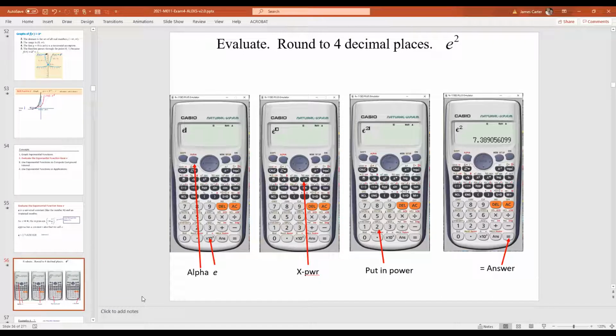We're going to use this x to the whatever key, which puts the place for the power. Now, if we're wanting x squared, then the next thing we do is push the 2, which gives us e to the second. And then finally, we hit the equal sign to get our answer of 7.389 and so on, which we would typically round off to 4 significant digits.